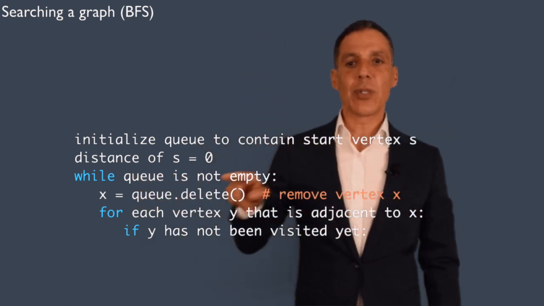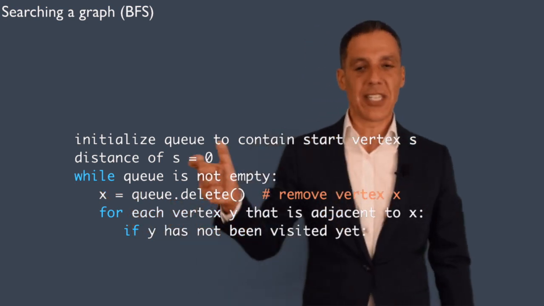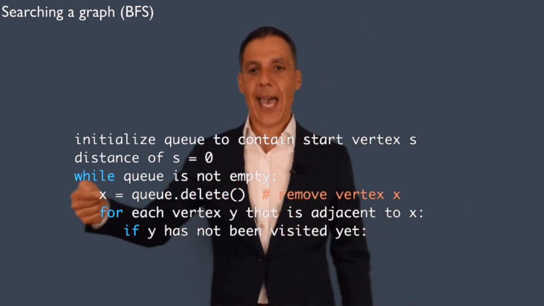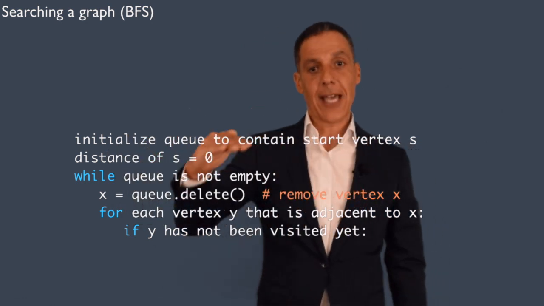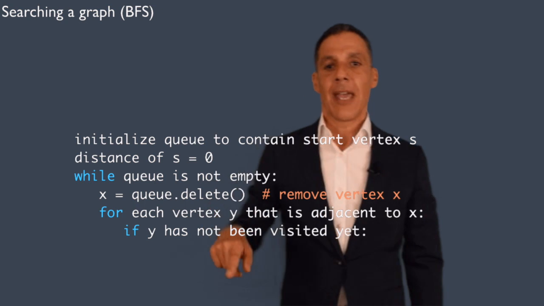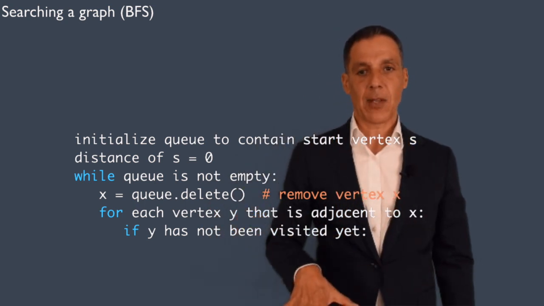Now, while the queue is not empty, pop the queue. So I'll use the term delete here instead of pop. I don't know why I switched that. So X is now the first vertex that was inserted into the queue. And for each vertex Y that is adjacent to X, do something. Okay, I'll fill that in a minute.